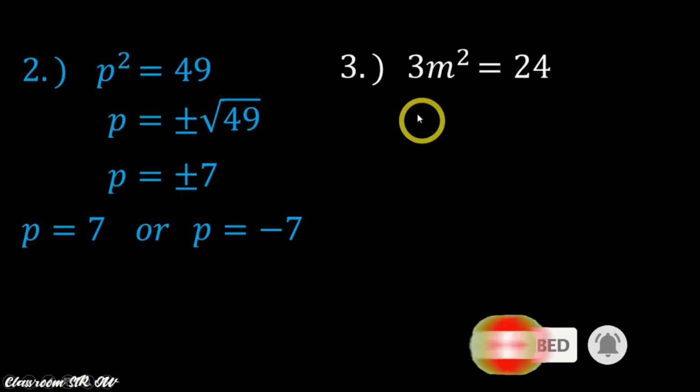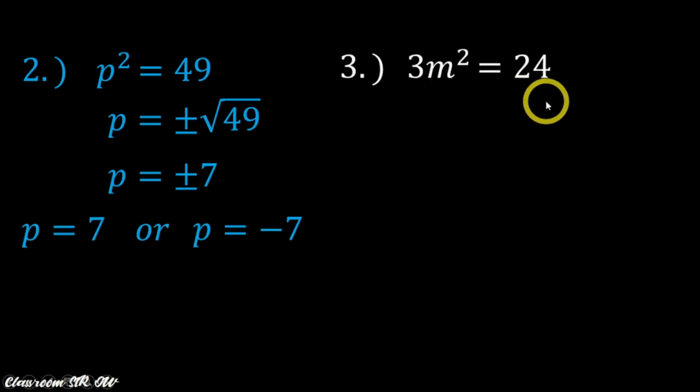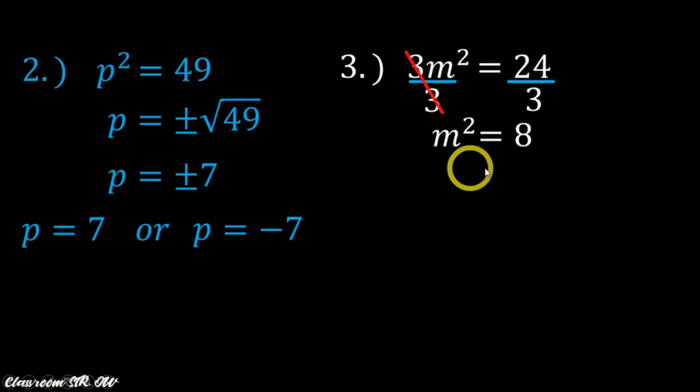Another example, let's say 3m squared is equal to 24. If you look at the left side of the equation, our variable is already isolated. But if you notice, the coefficient of the variable is 3, that is more than 1. So we have to remove 3 first. And how to do that? Of course, we are going to divide both sides by 3. And we eliminate 3, that gives us m squared is equal to 8 because 24 divided by 3 is 8.